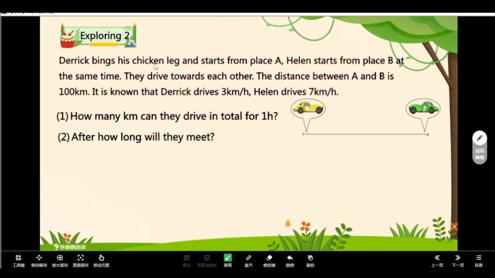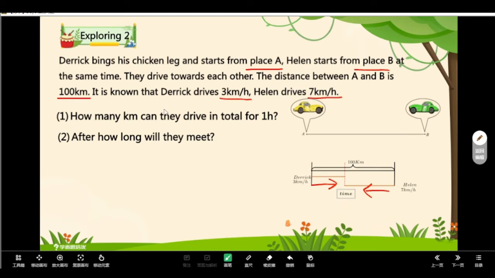Derek brings his chicken leg and starts from place A. Helen starts from place B. At the same time, they drive towards each other. That means like this. We always draw a diagram to see. Derek goes from place A to place B, and Helen goes from place B to place A. Helen wants to get the big chicken legs from Derek, and they drive towards each other. The distance between A and B is 100 km. It is known that Derek drives 3 km per hour, Helen drives 7 km per hour.